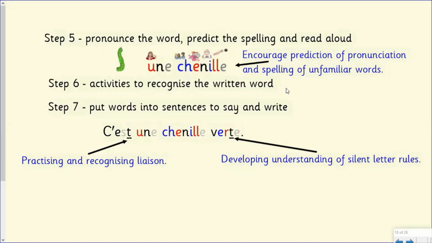Then we would be working on activities to recognize the written word and then swiftly moving on to putting words into sentences. In French, as soon as you start putting words into sentences, you need to start thinking about liaison. This is a way of practicing it, getting them to recognize that those silent letters are no longer silent. And also with adjectival agreement, those silent letters can get sounded when they're being followed by an E.